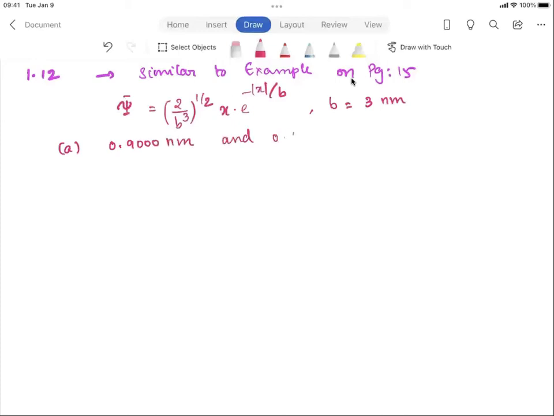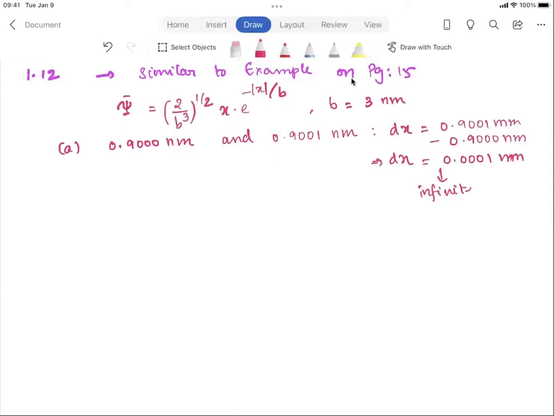nanometer and 0.9001 nanometers. The question clearly asks us to treat this interval as infinitesimal. So the interval here, dx, is 0.9001 nanometers minus 0.9 nanometers, which is 0.0001 nanometers. That is clearly an infinitesimal interval, a super short, small interval.